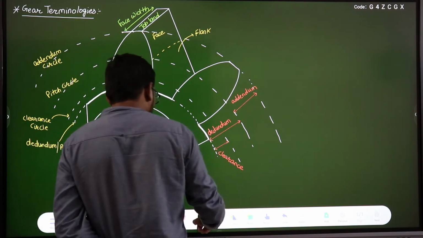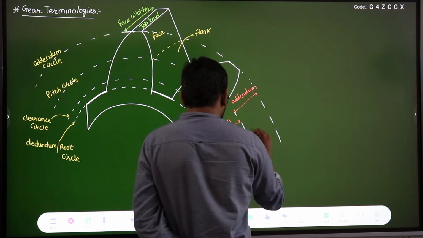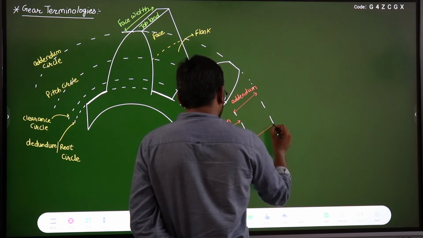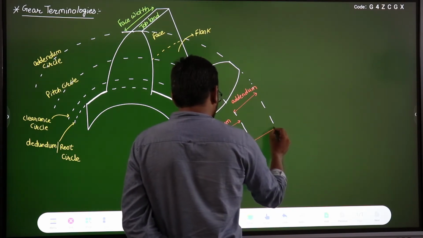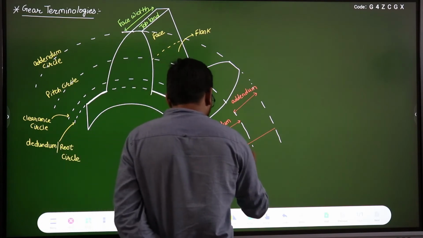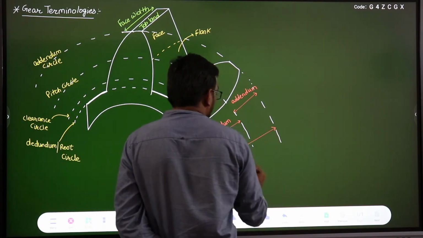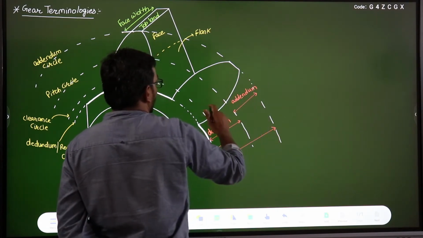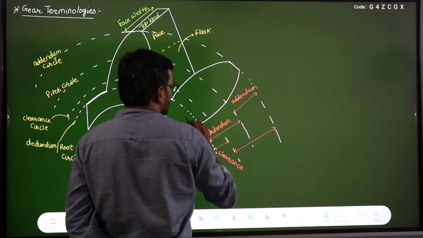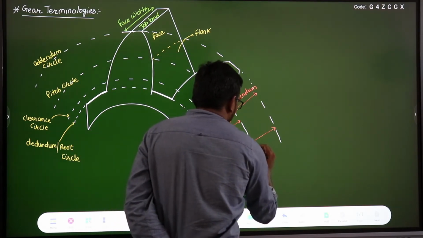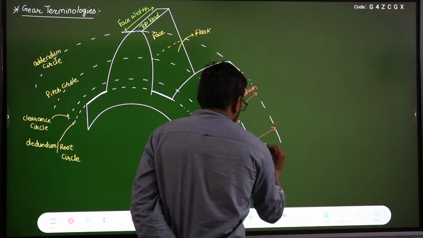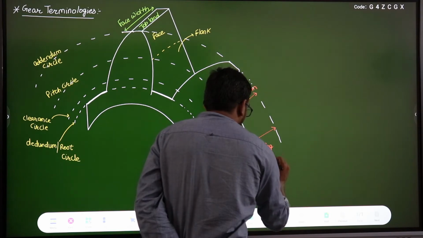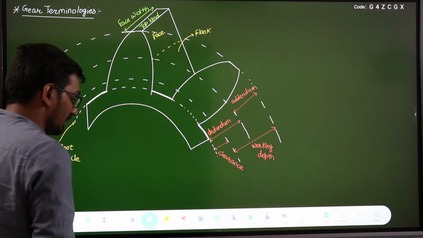So the distance between the clearance circle and the addendum circle is known as the working depth. The teeth of the mating gear will be in contact with all the points from the addendum circle up to the clearance circle. So this is known as working depth.